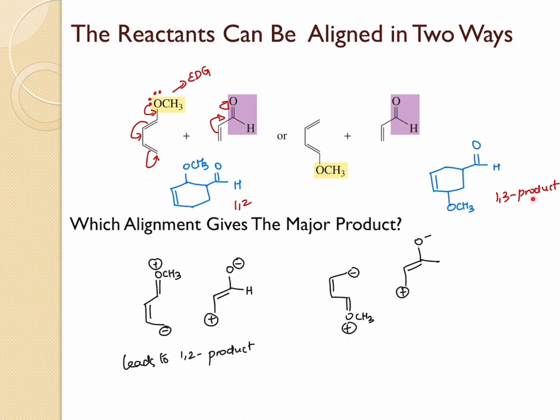So in the Diels-Alder reaction, the 1,3 product is not going to be observed. So you only get the 1,2 product. And because one product is formed preferentially over the other, the Diels-Alder reaction is a regioselective reaction.